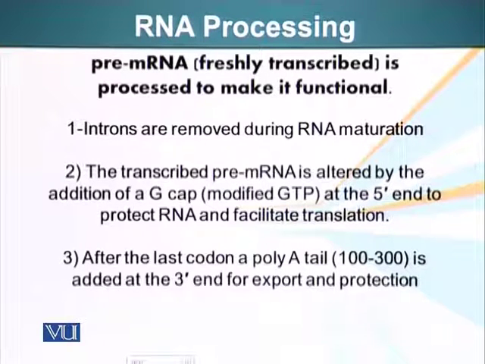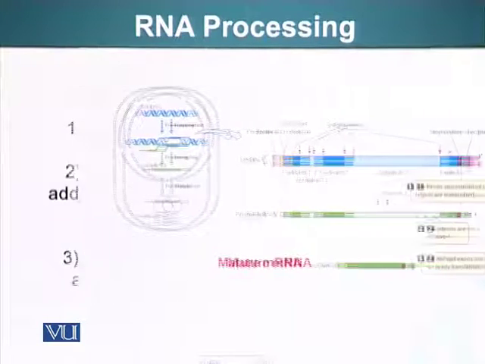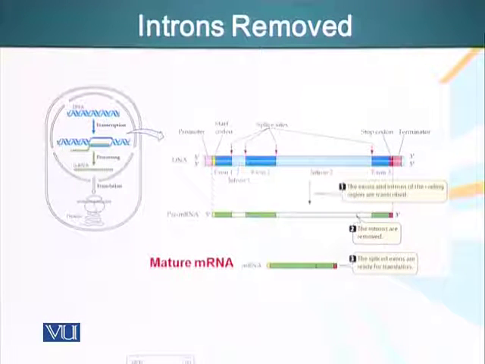The third change that happens in RNA is that after the last codon is added, there is a poly-A tail of about 100 to 300 nucleotides which is attached to the 3' end. The function of this tail is to facilitate export of messenger RNA to the cytoplasm, and this also protects messenger RNA from degradation.